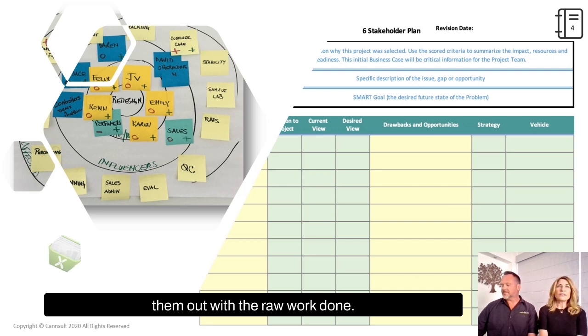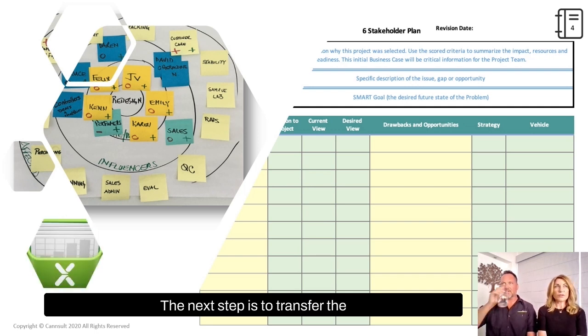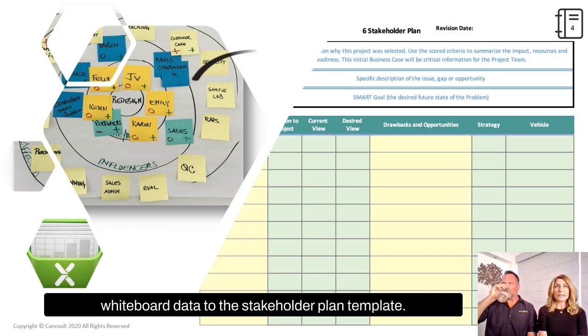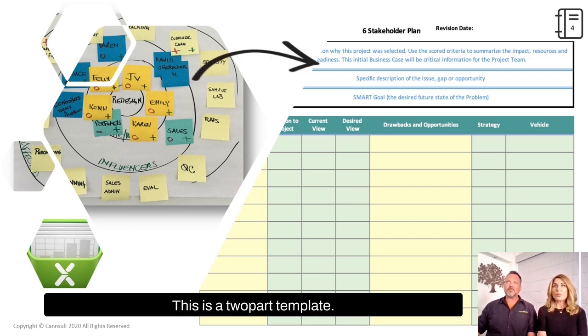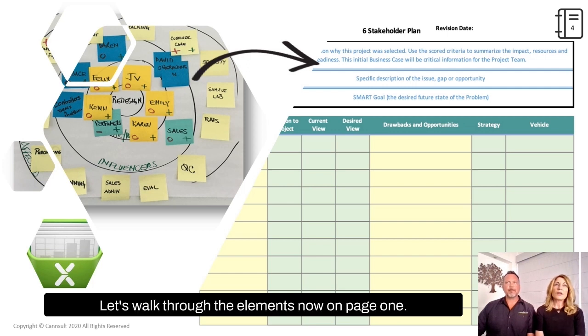With the raw work done, the next step is to transfer the whiteboard data to the stakeholder plan template. This is a two-part template. Page 1 is a summary, a list of all the project stakeholders, and then page 2 is where we capture specific messages for each. We'll create a compelling case using data, examples, and context that's meaningful for the stakeholder. In your workbook, you'll see a full picture of this template. Let's walk through the elements now.